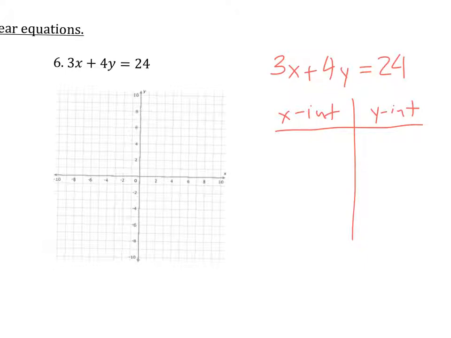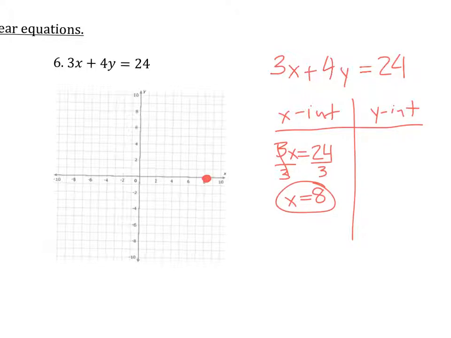All right, so for my x-intercept, we want to cover up y. So I'm covering up this term, right? What do you have left? You have 3x equals 24. And then I just solve what's left. Divide by 3. X equals 8. So there's my x-intercept.